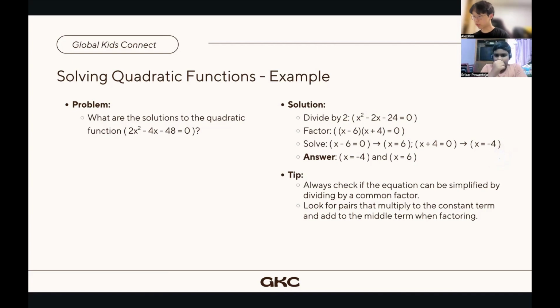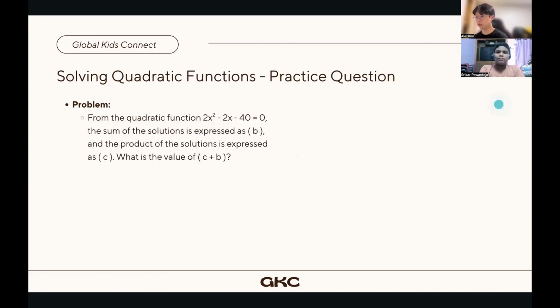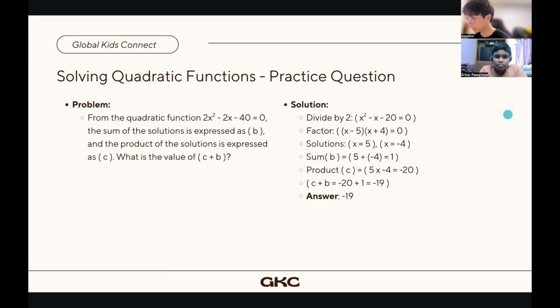And so as such, the solution is the same. And the tip is to always check if the equation can be simplified by dividing by a common factor. Look for pairs that multiply to the constant term and add to the middle term when factoring. And so we could take a look at another practice question, but just to save time, we can move on to our next concept because it is quite similar. So maybe we'll just take a look at the solution automatically.